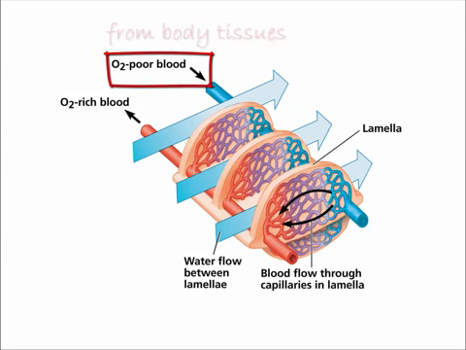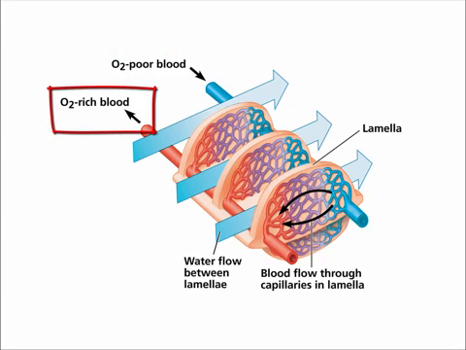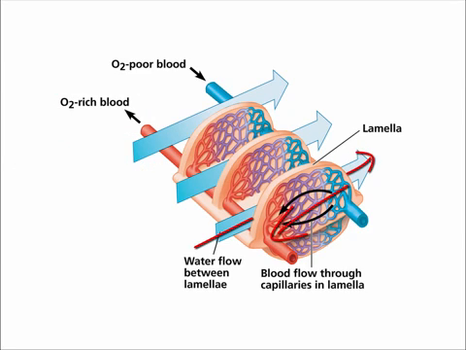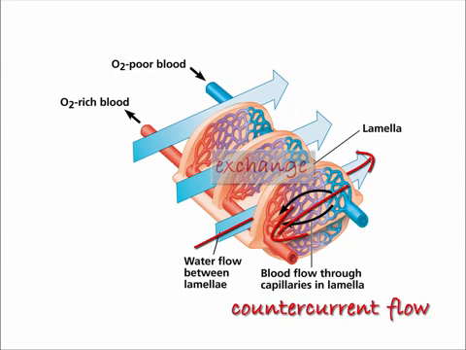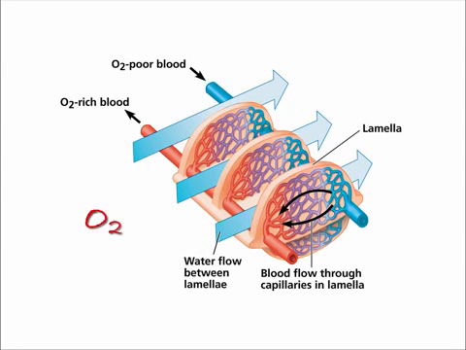Oxygen-poor blood returning from the body tissues to the gills is shown in blue, and oxygen-rich blood returning from the gills to body tissues is shown in red. Since water and blood are flowing next to each other but in opposite directions, this is called countercurrent flow. Over the course of this countercurrent flow, gases are exchanged between the fluids. We'll focus here on the movement of oxygen. Countercurrent exchange is very efficient.